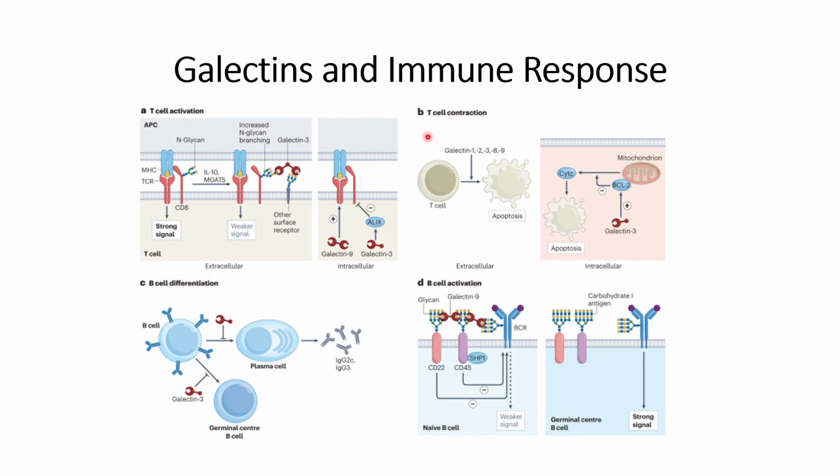Now let us discuss T cell contraction. So what happens in this case? A study has been conducted where mice are grown with galectin 1, 2, 3, 8 and 9 knocked out, and in that case T cell contraction was not observed. When these galectins, that is 1, 2, 3, 8 and 9, are reintroduced, it will trigger apoptosis of the cells. So this is one of the observations about T cell contraction in mice and its relationship with galectins.